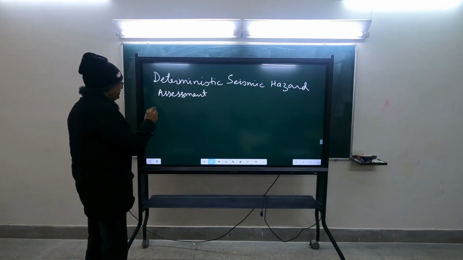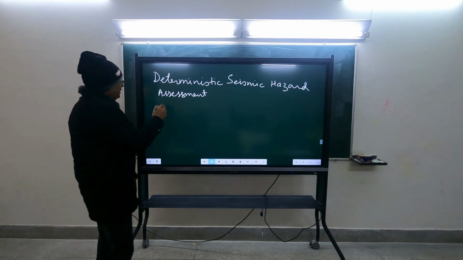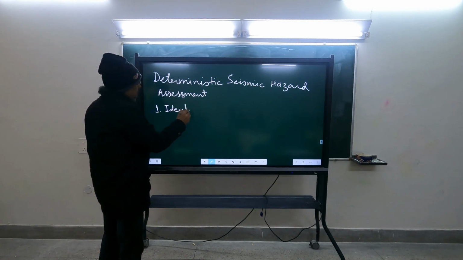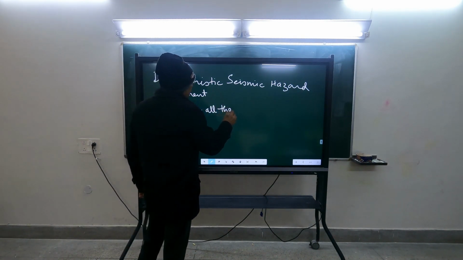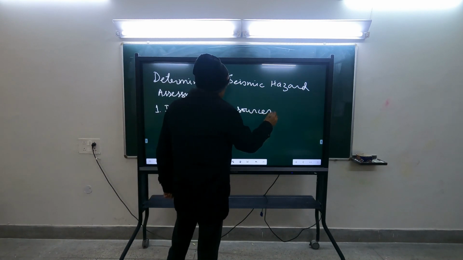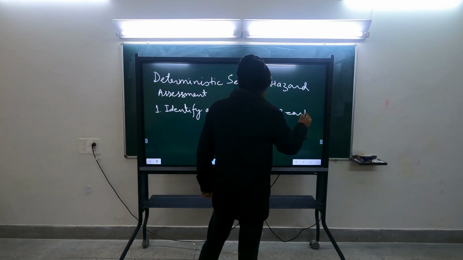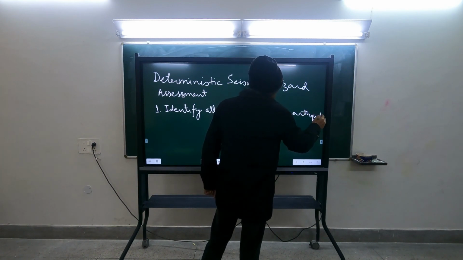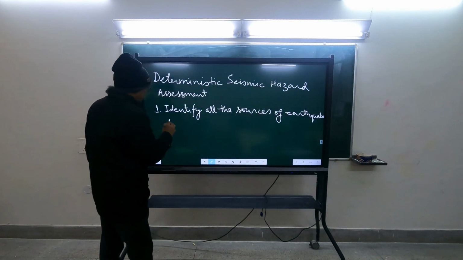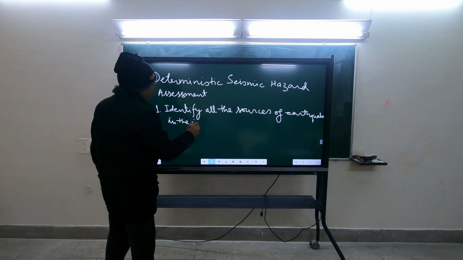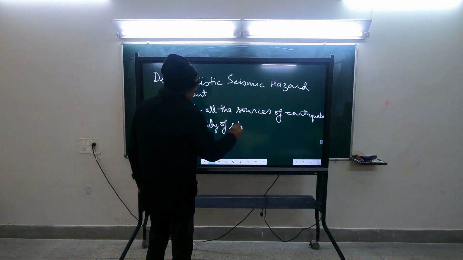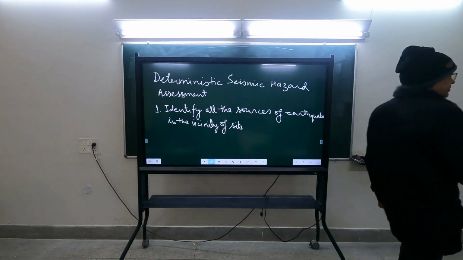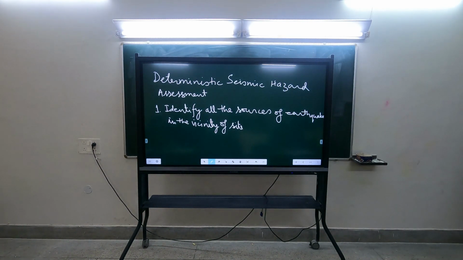So in deterministic seismic hazard assessment, the first step is to identify all the sources of earthquake in the vicinity of the site. Meaning that those sources, earthquake at which can affect my structure at my site.